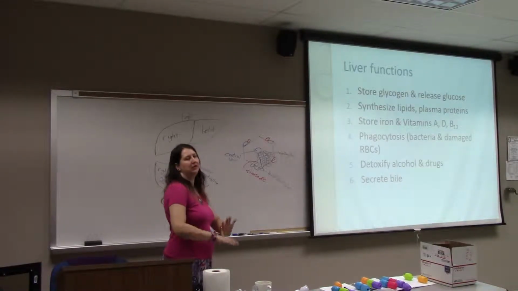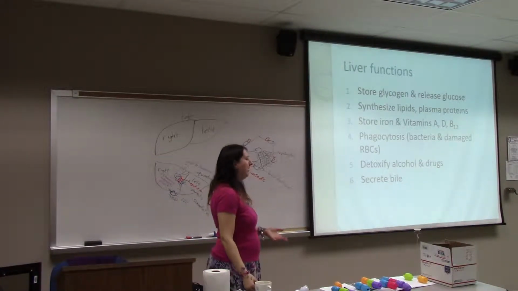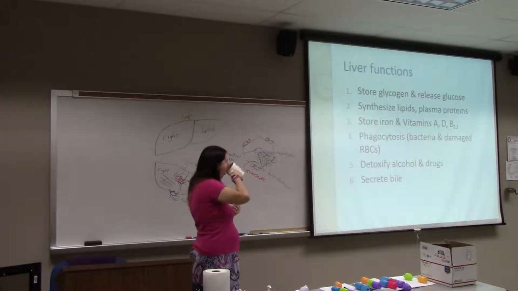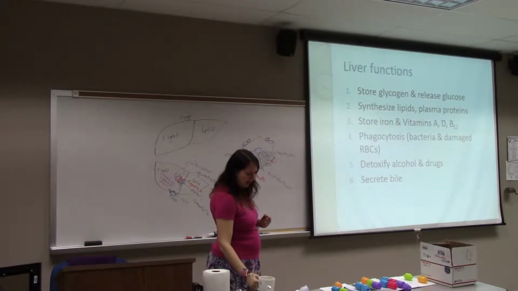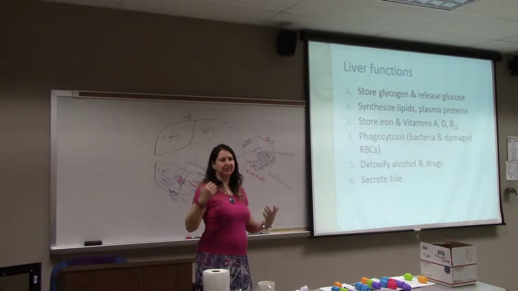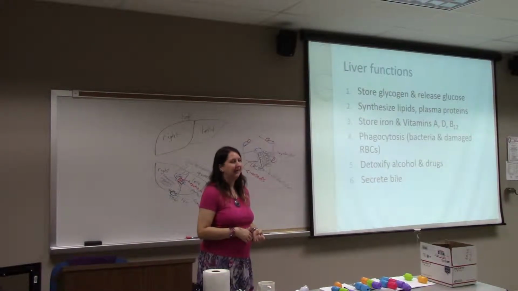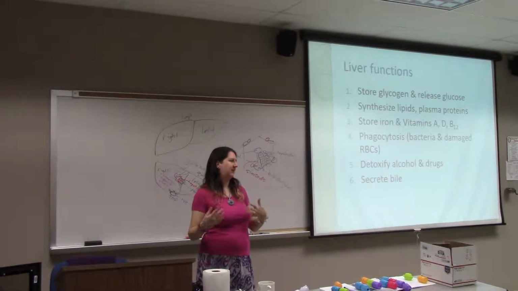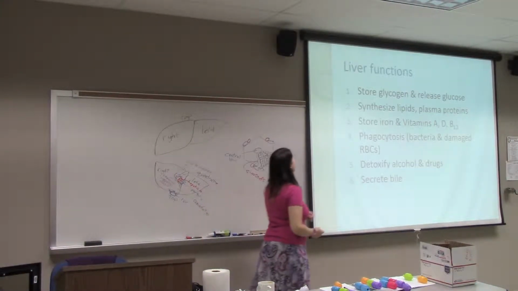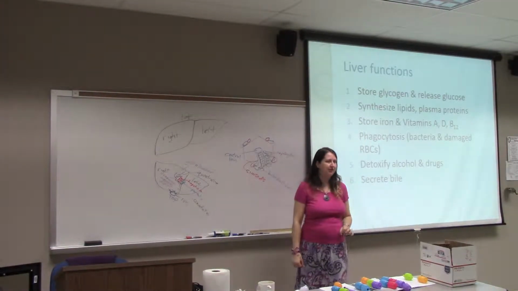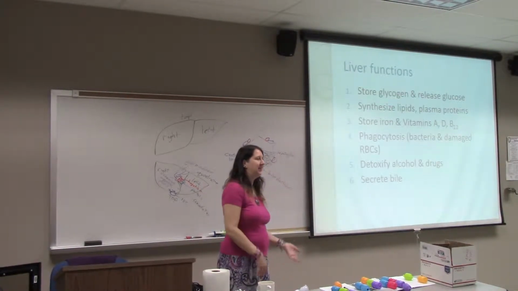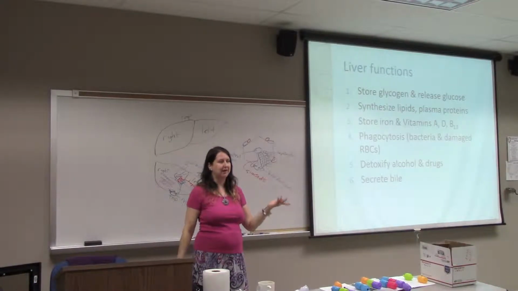Liver functions go well beyond just digestion, but they're very general, and that's why we just classify it as a digestive organ. It's going to store glycogen and release it as glucose when the body needs it. If you remember, muscles also store glycogen, but they just have it for themselves. The liver stores it for everyone. Liver synthesizes several things, including some lipids like cholesterol and all the plasma proteins except immunoglobulins, because those are made by B cells.